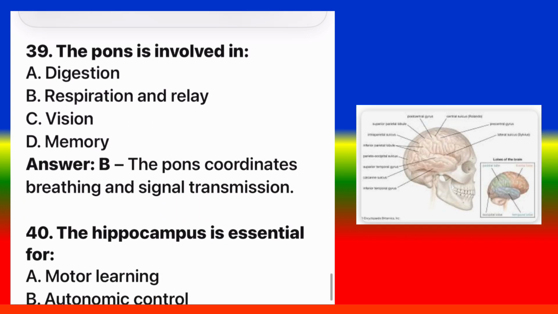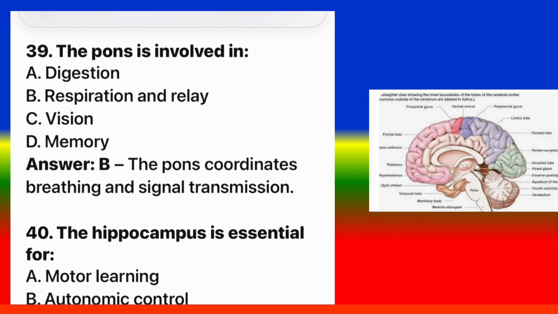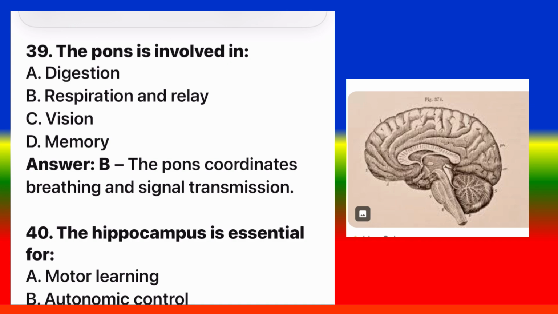39. The pons is involved in A. Digestion, B. Respiration and relay, C. Vision, D. Memory. Answer B. The pons coordinates breathing and signal transmission.